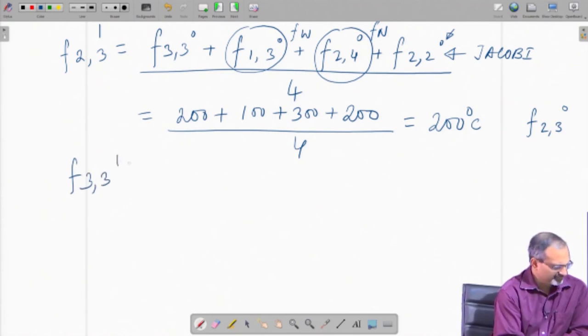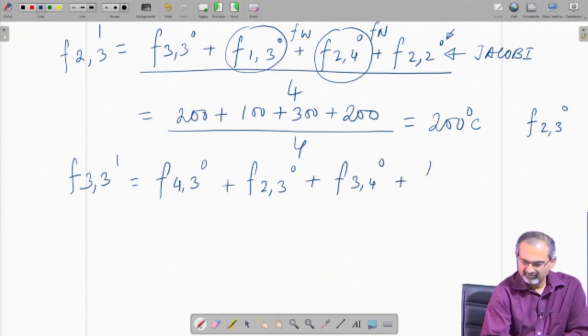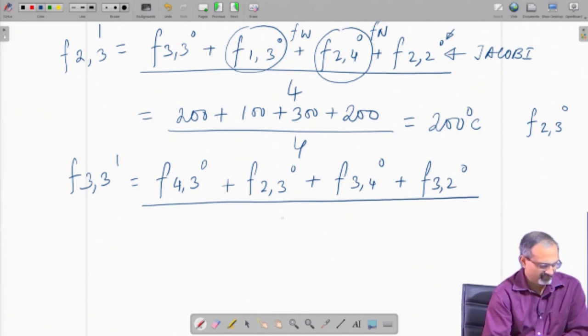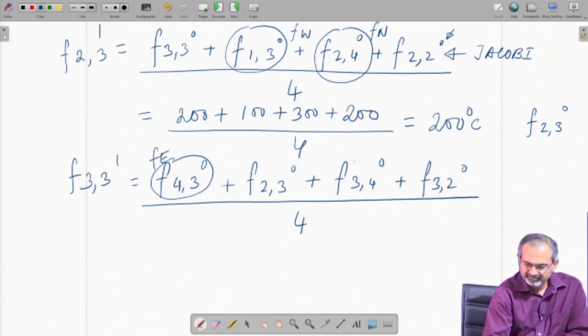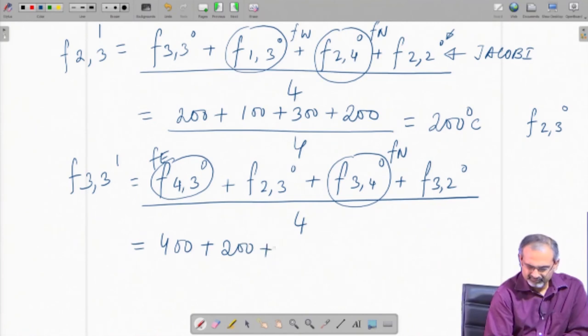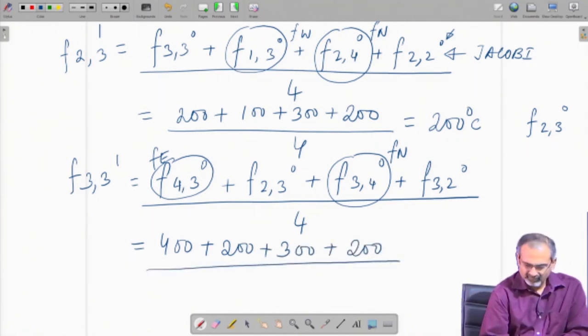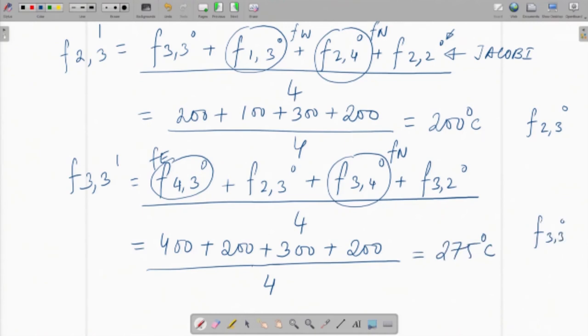Then we have F33. This comes from east boundary condition, this comes from the north boundary condition, so, this gives you 275 degree centigrade. Of course, the initial guess was 200. So, this has increased.